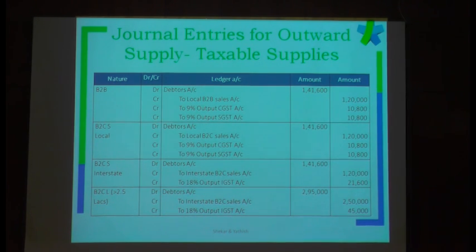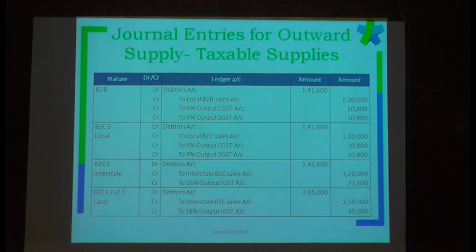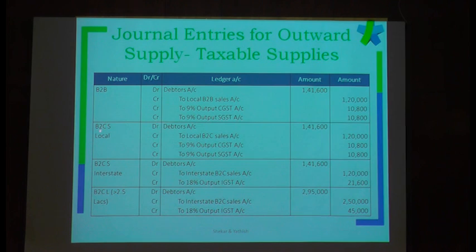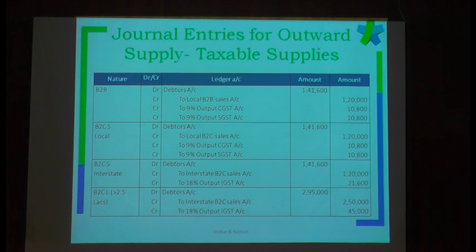If I am not putting this 9% separately, it could go under a general heading called output CGST account, which should be fine if the rate of my product is already defined. Then we have the B2C sales that takes care of the debtors, which is local. So here we could also have a breakup called local B2B and local B2C. You could have different heads under the local.